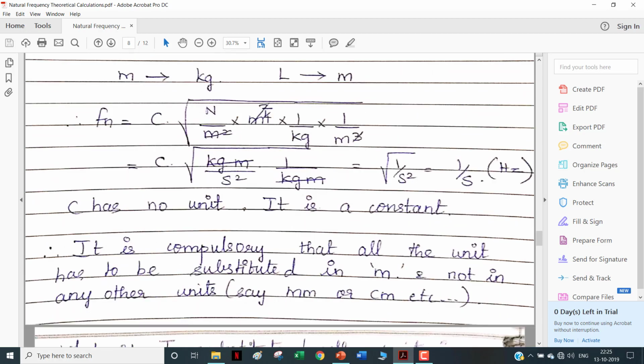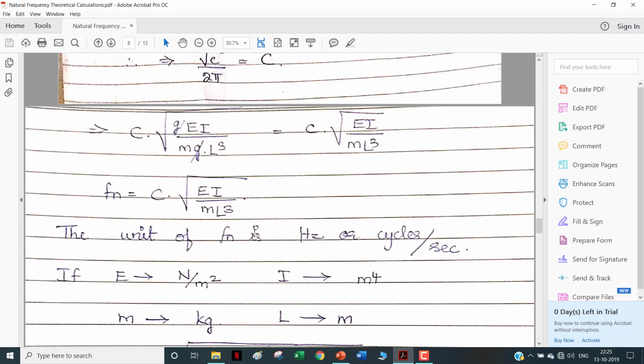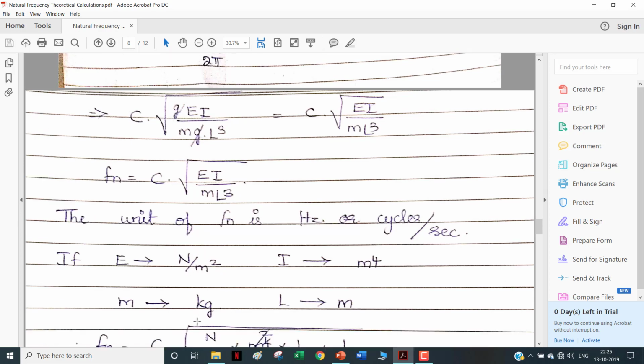It is compulsory in vibration that all the units have to be in meter and not in any other unit, say mm or centimeter or kilometer or whatsoever unit. So in this formula, you should always substitute all the lengths in meter, the force unit should be in Newton, and the mass unit should be in kg. This unit system must be retained for doing the theoretical calculation, which is very much important.